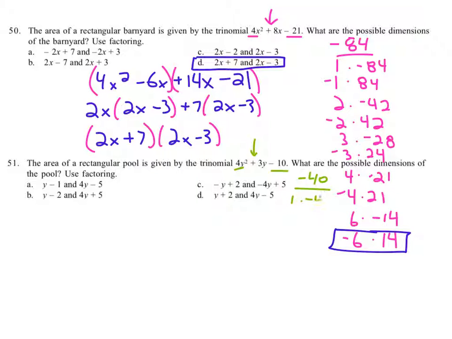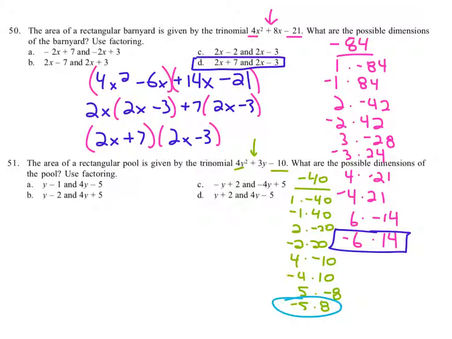We've got 1 times negative 40, or negative 1 times positive 40, 2 times negative 20, or negative 2 times positive 20. 3 times anything? No, but we've got 4 times negative 10, or negative 4 times positive 10. 5 times anything? Yeah, we've got 5 times negative 8, or negative 5 times positive 8. And hey, what do you know? Those two numbers add up to 3. So those are the ones we want to use.